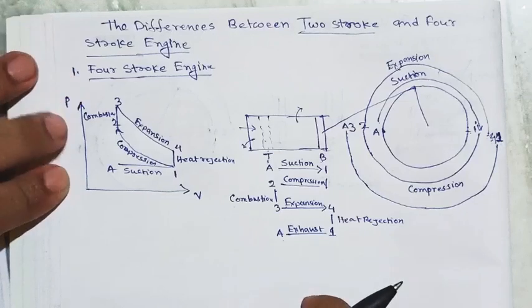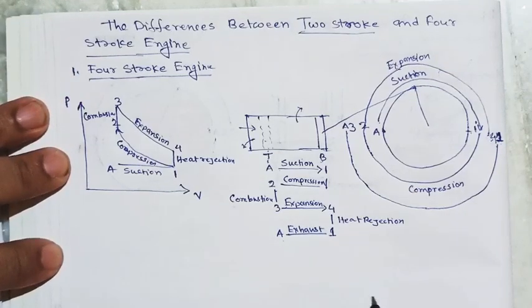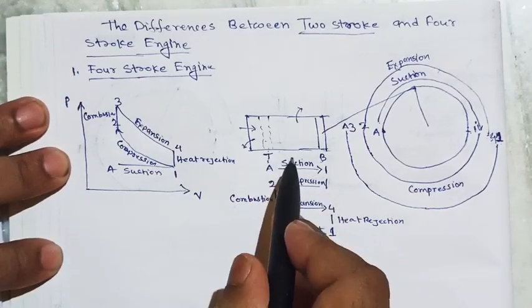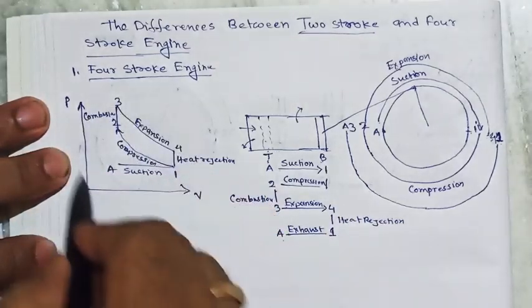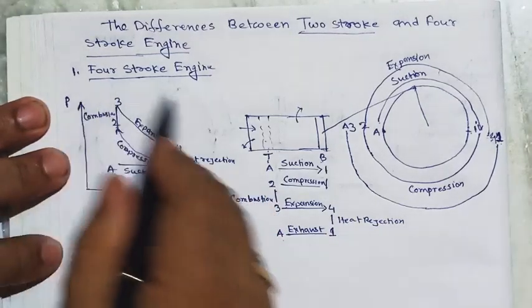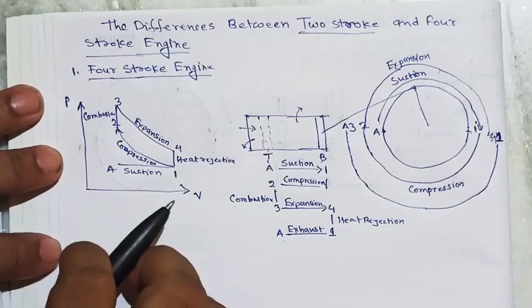So we can see that this produces a cycle. This is the ideal cycle. Okay, ideal.